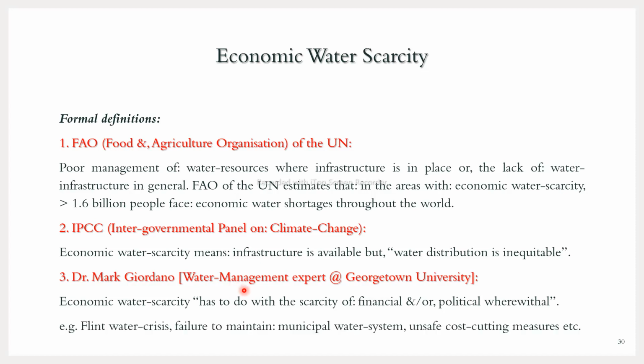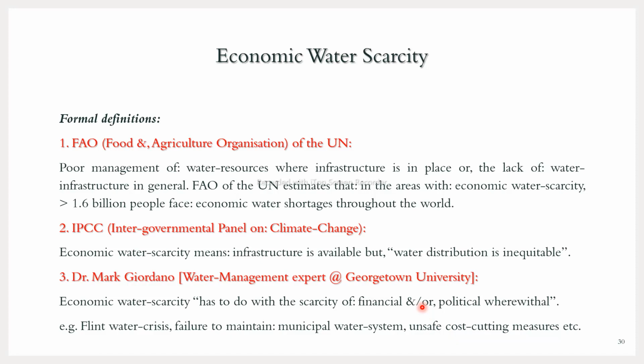An example of such a water crisis has been seen in the Flint water crisis, which was observed in the United States. Failure to maintain a municipal water system can also cause an economic water crisis, and unsafe cost-cutting measures may also result in economic water scarcity.